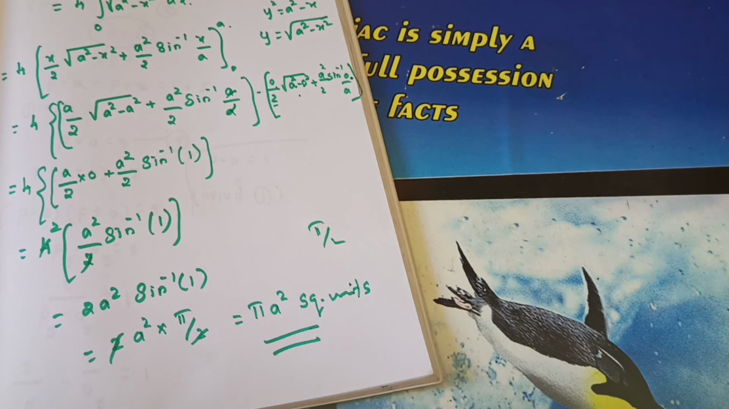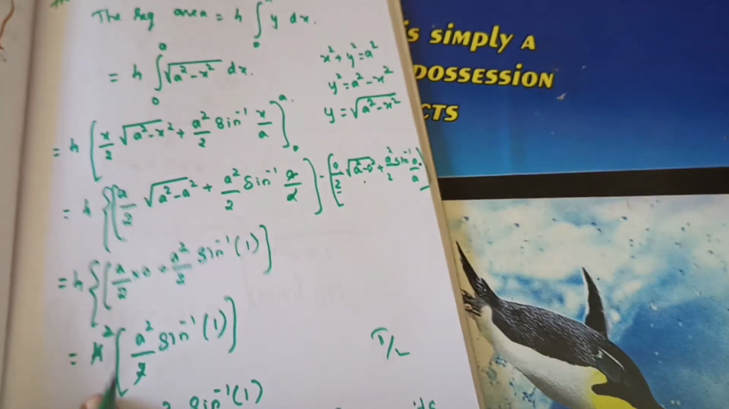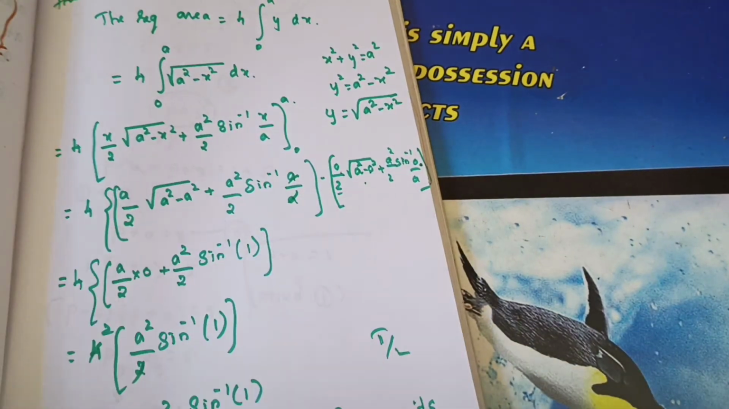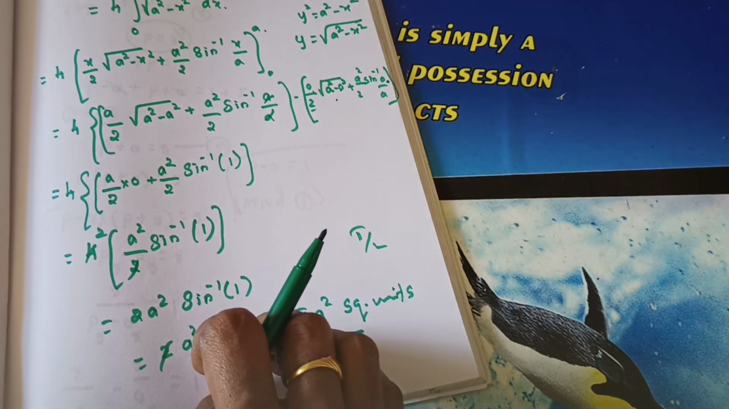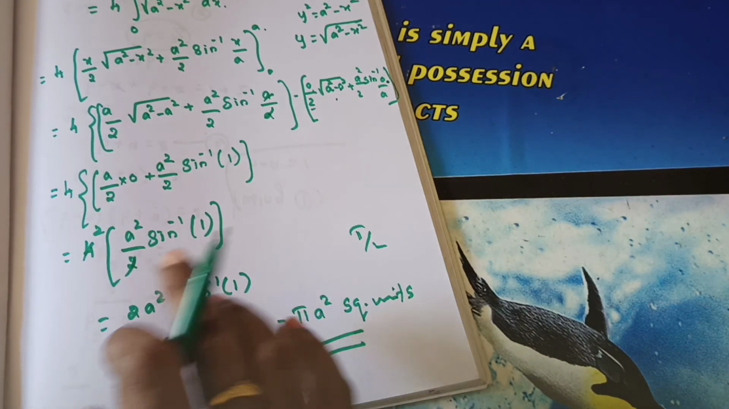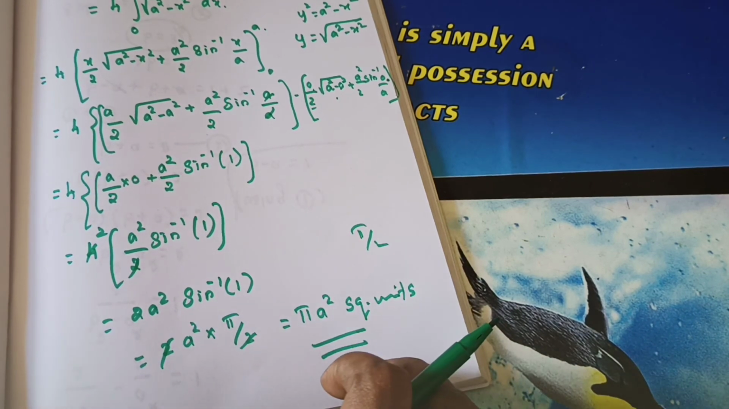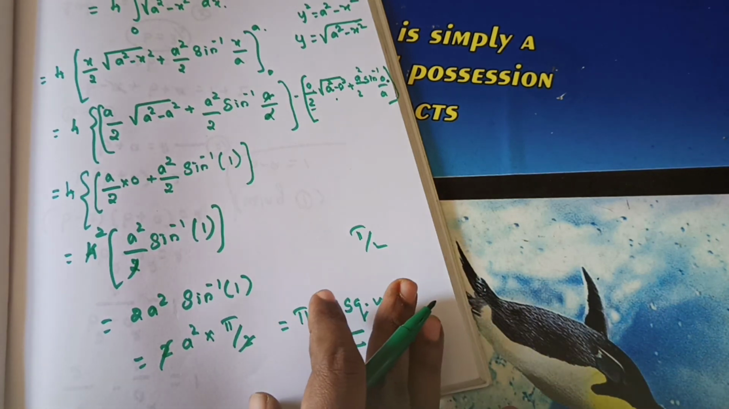Understand, students? So here in this problem you need to learn this formula. That is very, very important. So sine inverse of 1, in which angle is it 1? 90 degrees. Understand? The answer is pi a square. So only one example problem is left in this section. We will complete that.